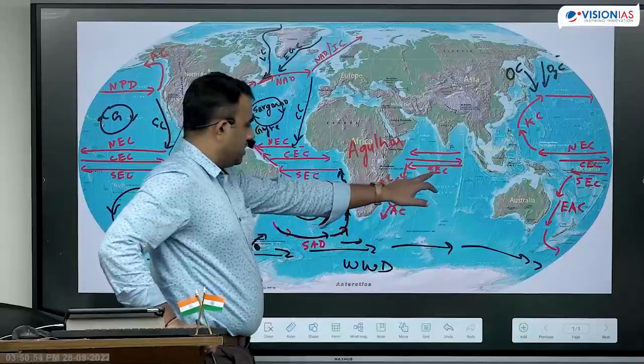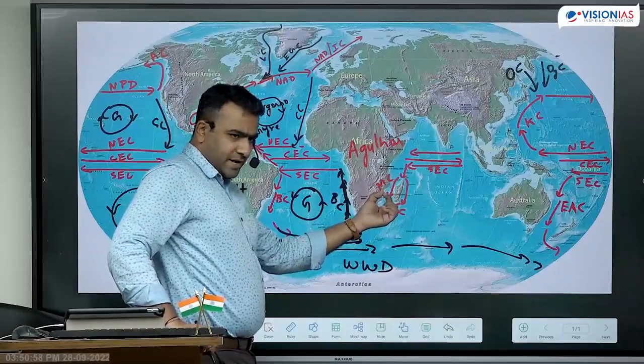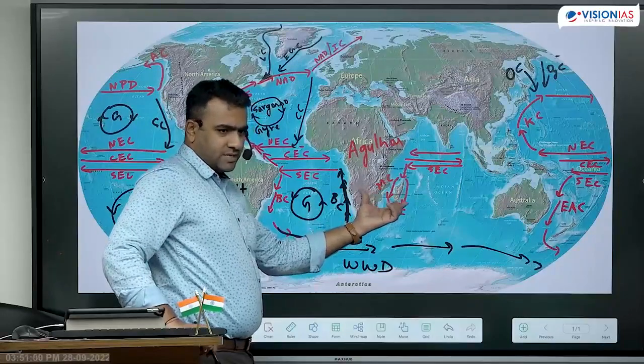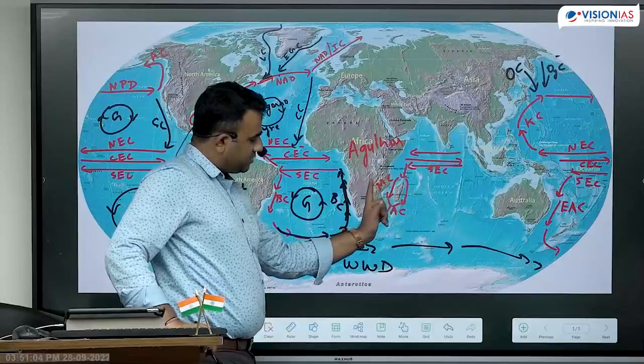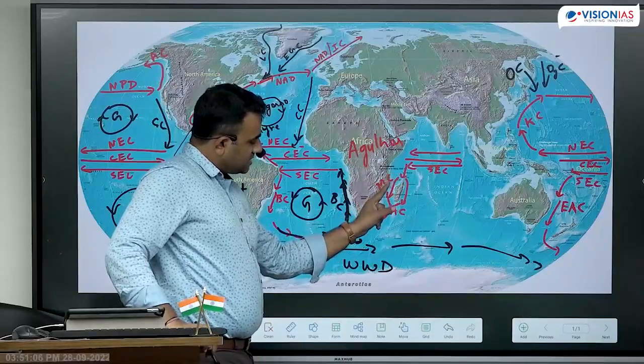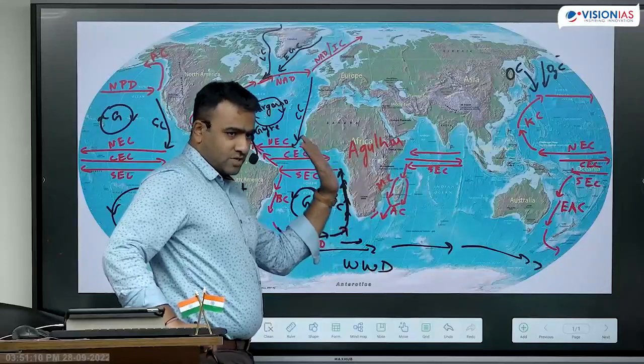देखो बहुत simple है. South equatorial current moves towards the south. It gets bifurcated by Madagascar. Madagascar will divide into two parts. One part towards the east, another towards the west. The western part is actually given the name Mozambique current. Eastern part के लिए कोई नाम नहीं है. ठीक है? Only the western part is called as the Mozambique current.